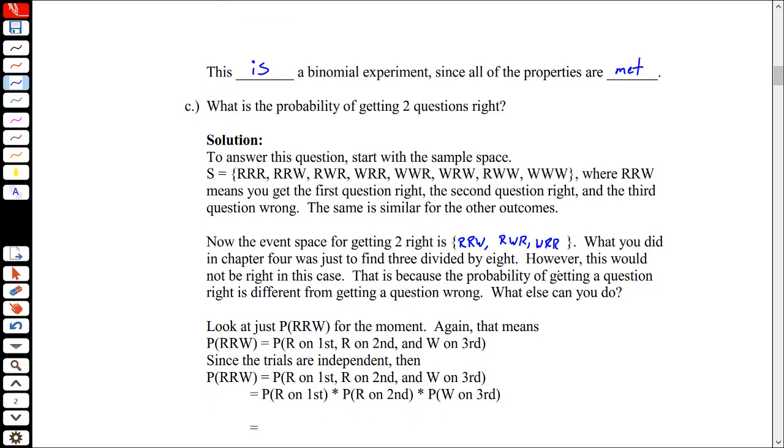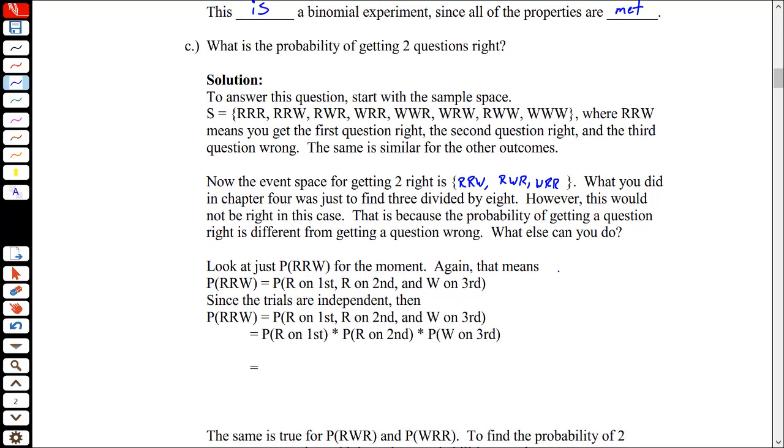Now, here's the problem. We don't just have a 3 out of 8 chance. The problem here is that getting a question right and getting it wrong are not the same. So when I look at this sample space, not all of these 8 possibilities are equally likely. Remember, we're guessing at each question, so getting all 3 right is going to be more difficult than getting all 3 wrong. So these events in our sample space are not equally likely, so we're not just looking at 3 out of 8. What we want to look at, for each one of these, is the probability that we actually get it.